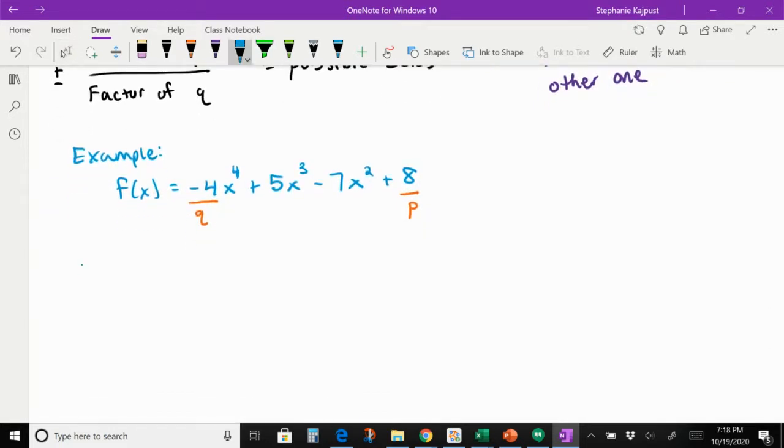So we're going to start by writing down all the factors of P, so all the numbers that divide into 8, because that's what P is. So we can divide 8 by 1, by 2, by 4, and by 8. So those are all the numbers that divide evenly into 8. And then we want to have the factors of Q. So Q, if we treat it as 4, we can divide 4 by 1, 2, and 4.